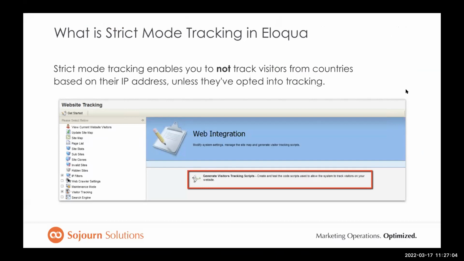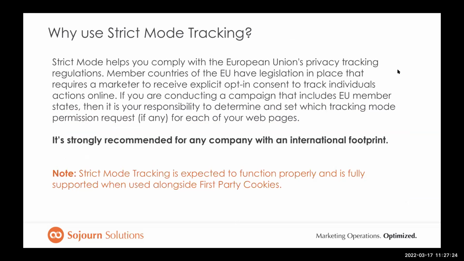So I've included a little screen capture here, and there's going to be a couple throughout the presentation that just show what the area looks like within Eloqua, because you may not have navigated there if you don't yet have this enabled, or you're considering enabling it for your instance. So this is where you're going to generate the visitor tracking scripts that you'll use in order for this to work. But first you would have to enable it, of course.